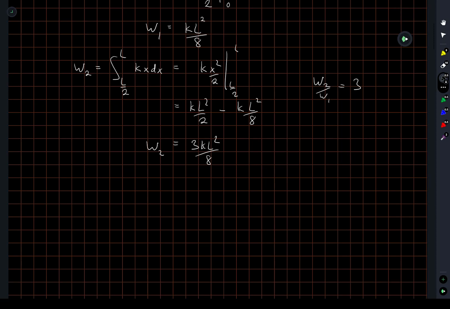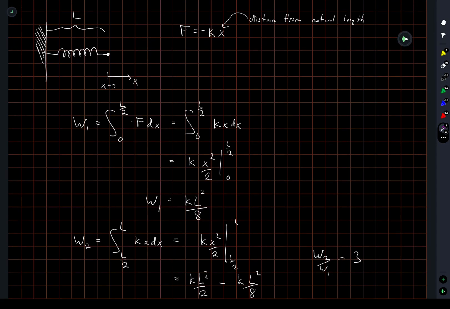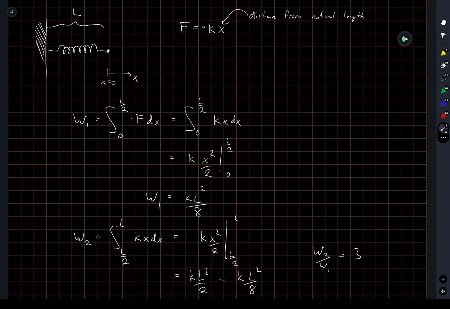So good little problem. Nice to set up a coordinate system as usual, so that conducting the integrals becomes pretty straightforward.